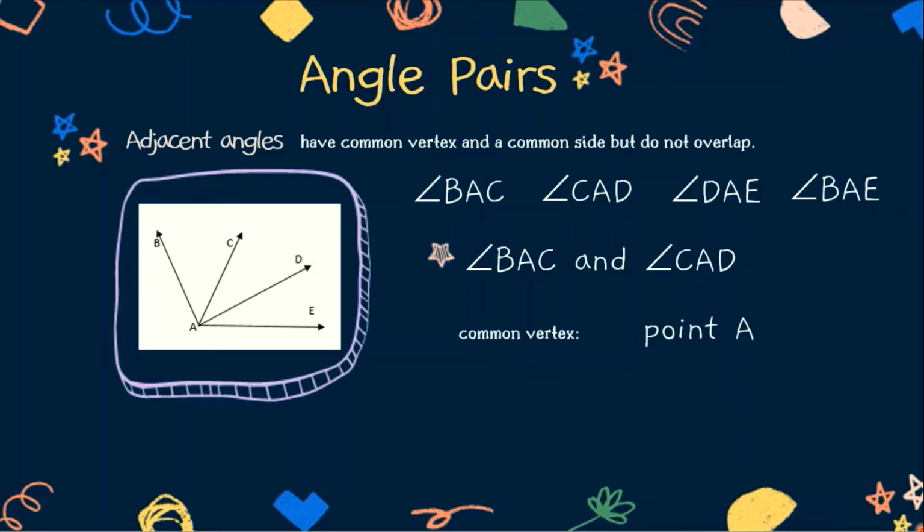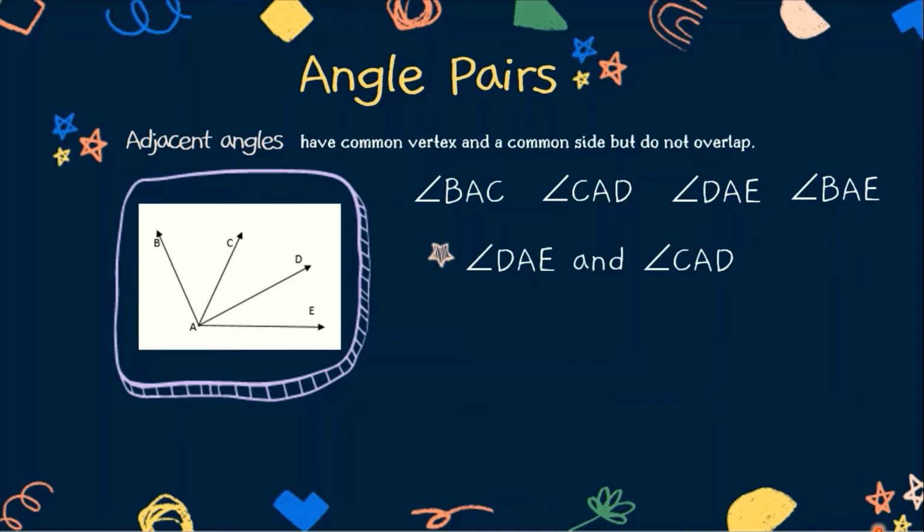Yung kanilang common vertex ay point A. And then their common side is line AC, or specifically ray AC, wherein yung A ay yung kanyang origin, ito yung symbol natin for ray. Aside from having a common vertex and a common side, BAC and CAD, they also don't overlap. So these two are adjacent angles.